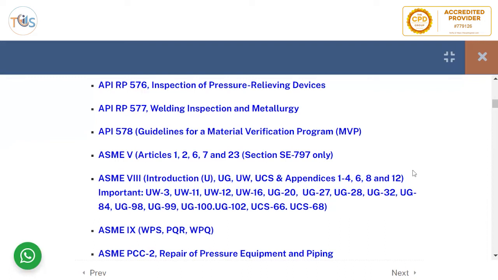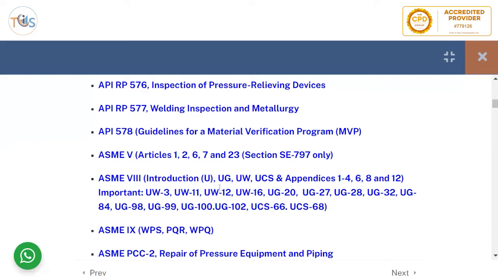ASME Section 5 is the code that is used for writing an NDE procedure, and you need to know about Article 1 General, RT, Article 2, Article 6 and 7, MT and PT, and just UT with a 0-degree probe for lamination check and thickness measurement only. Okay.